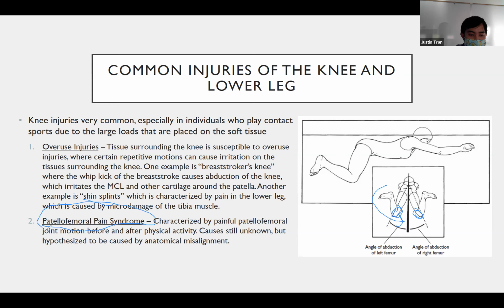The last injury that we'll go over for the lower leg is patellofemoral pain syndrome. This is characterized by any kind of motion of your patella causing you pain. The cause is still unknown, but the hypothesis is some kind of anatomical misalignment. Maybe you were born where your patella doesn't fit as correctly on your knee as other people. This misalignment can cause some strain on the ligaments and tendons in your knee, and that's going to cause you some pain.